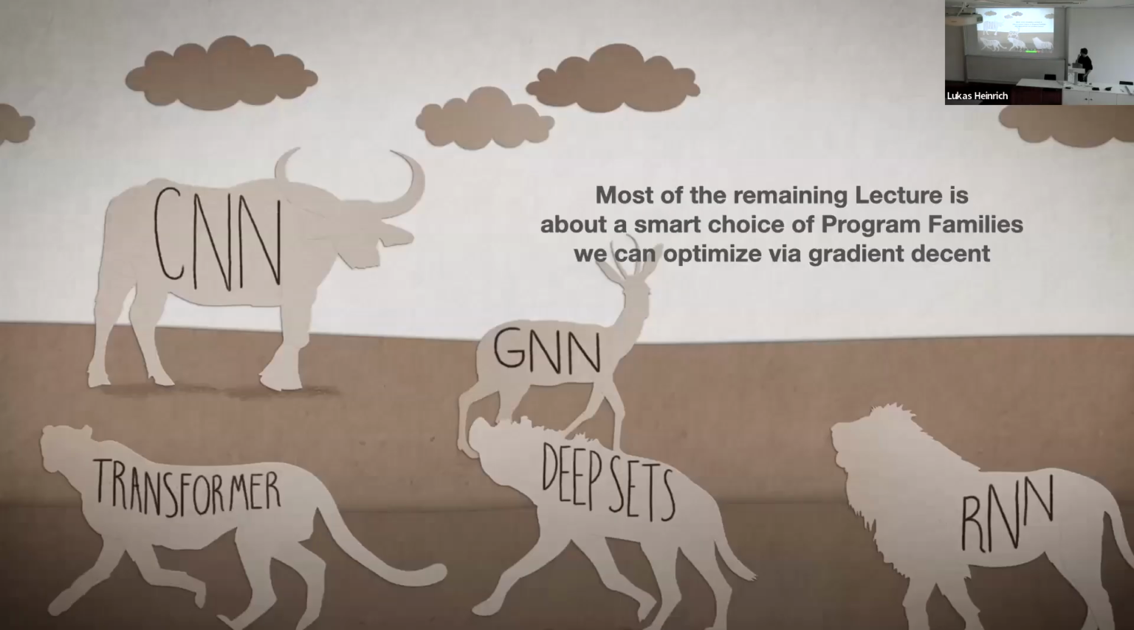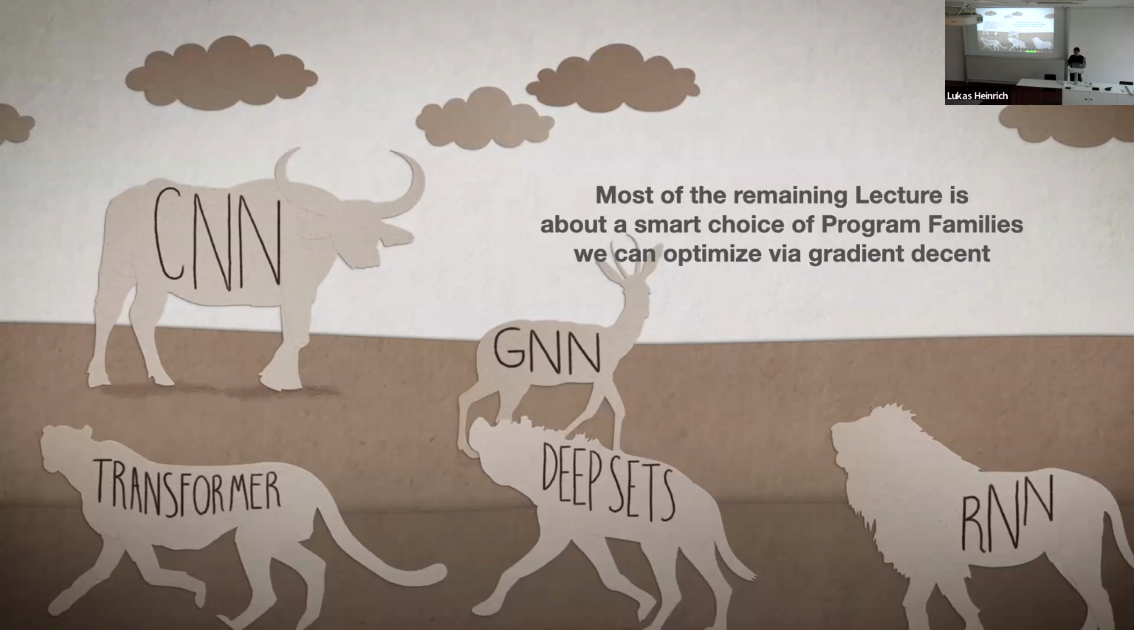Okay, so the reason why this lecture is happening is that most of the remaining lecture is about having smart choices for these functional families or program families that we want to optimize through gradient descent. If you've heard in the news about convolutional neural networks or graph neural networks, or transformers, which drive all of these language models and so on, they're all particularly chosen to implement some kind of constraint on the function. So they're not universal function approximators; they implement some kind of symmetry and so on.